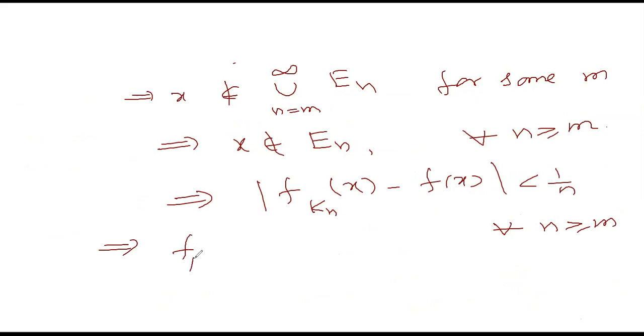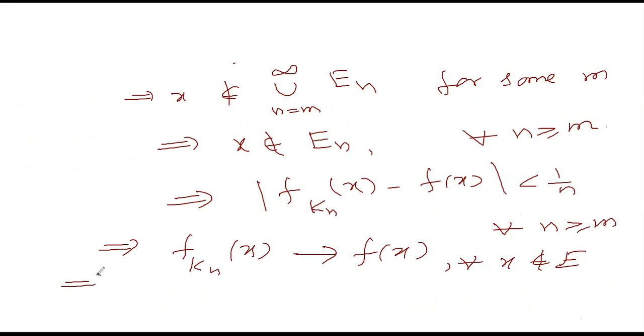Which implies that f_kn(x) converges to f(x) for all x not in E. While outer measure of E is equal to 0, this implies that f_kn converges to f almost everywhere, because this convergence holds outside of E, where measure of E is equal to zero. So that proves this theorem completely.